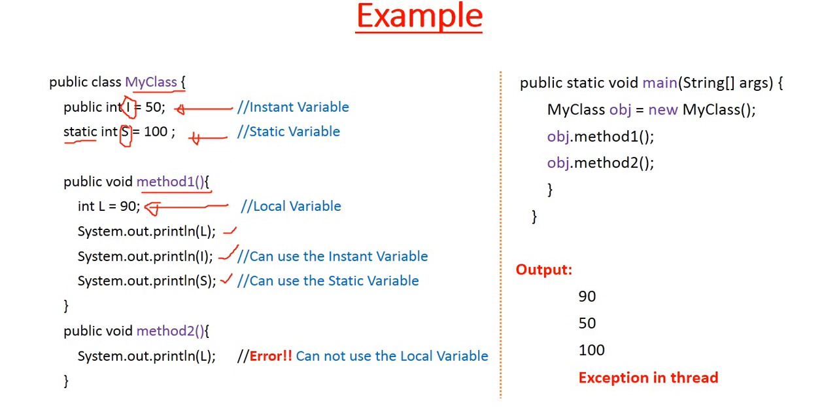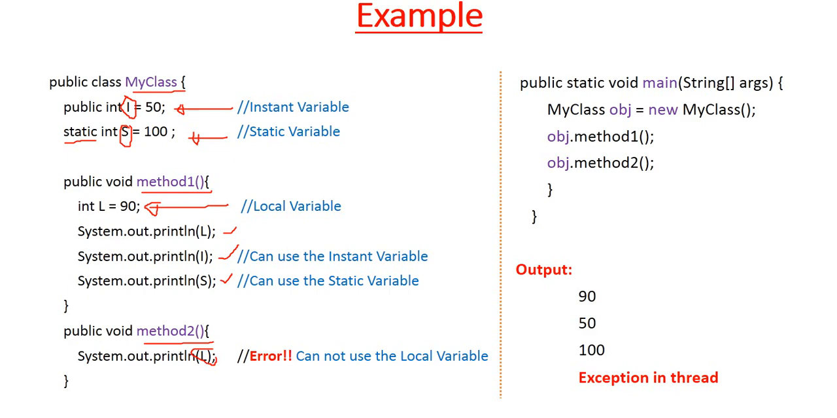Okay, so let us consider another method, method 2, and there is no local variable in this method, but we are trying to access the local variable of method 1. But as we learned from the previous slides, whenever we declare a local variable, it cannot be accessed outside the method or outside the constructor or outside the block. So what happens when we try to print the value of L, which is a local variable of method 1? It will give an error message, that it cannot be used as it is a local variable. So you will get an error message.